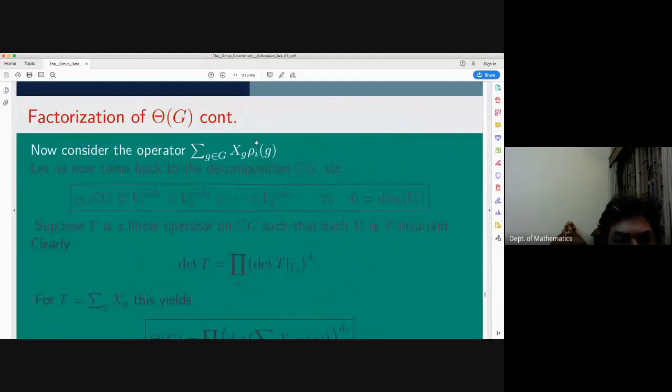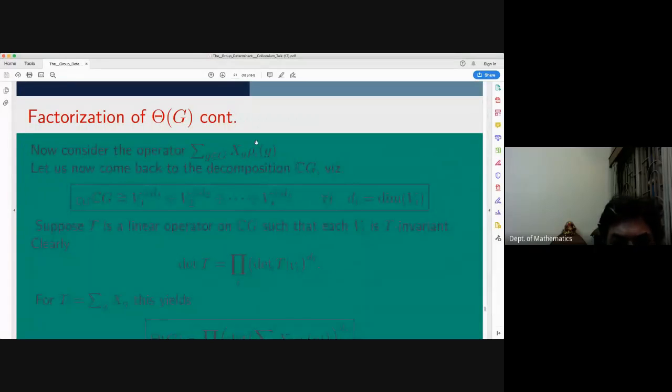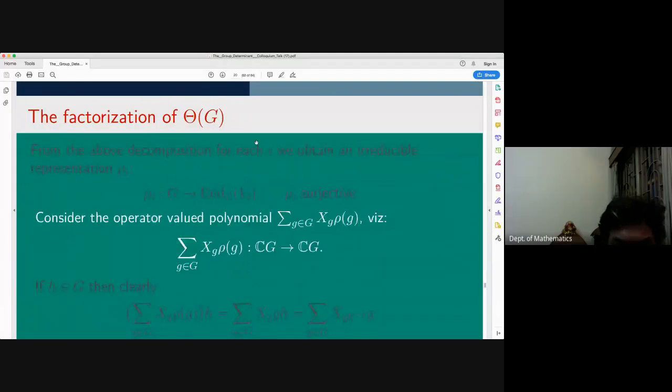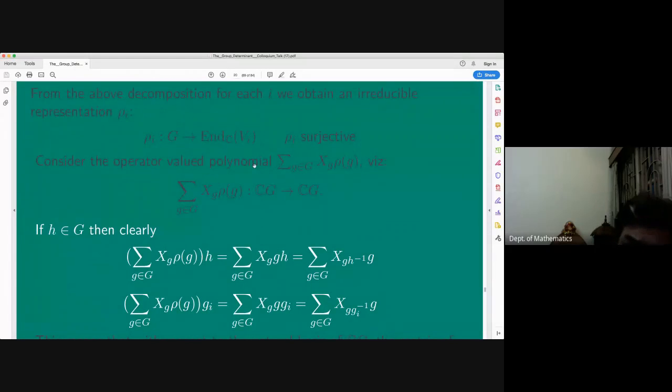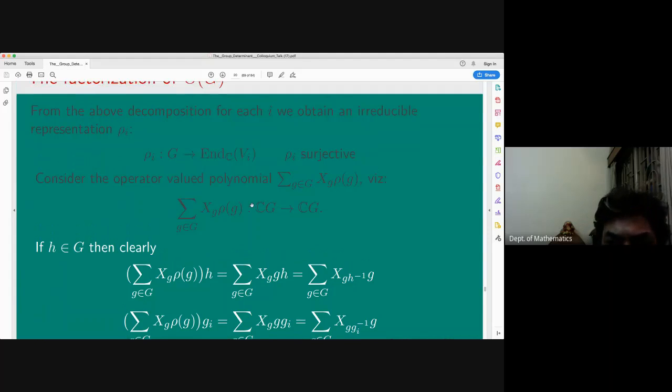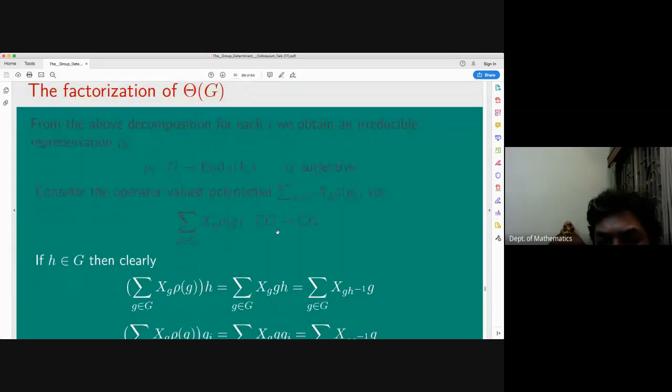So I should go back to this. Consider this representation of G. On what space? On the space CG. CG is also a vector space. What is CG? It's a vector space whose basis is the elements of G. So g_1, g_2 up to g_n, if you want, is a basis of this vector space CG.